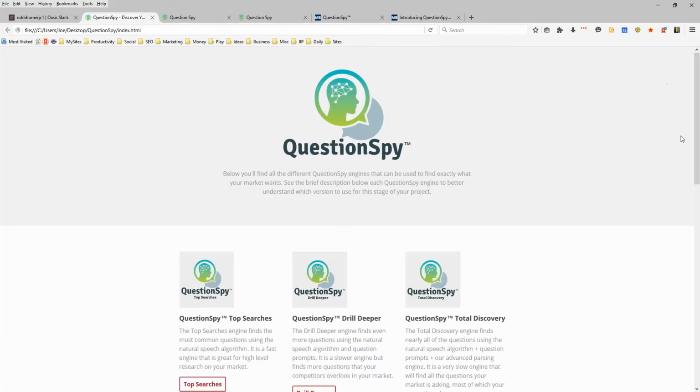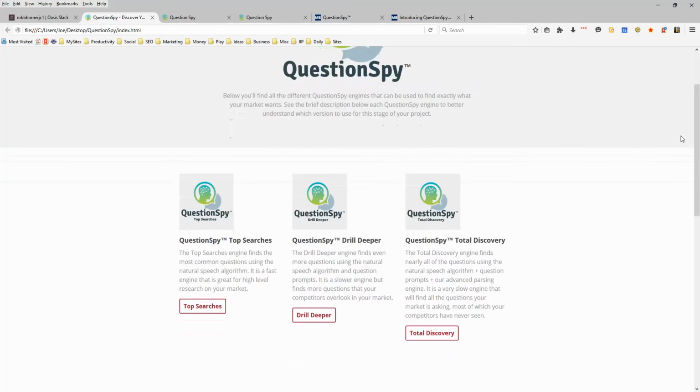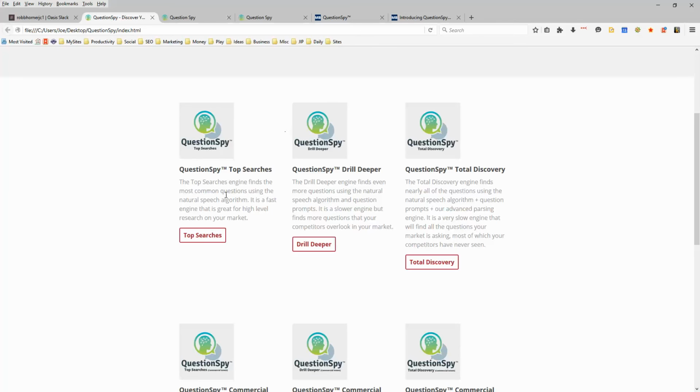You're going to get an index screen, and it's going to have the six primary tools. You've got QuestionSpy top searches, which finds the most common questions using a natural speech algorithm. That's an algorithm that they've probably licensed, or they may have developed it or tweaked it themselves. But if you want to get more results, drill deeper, obviously it's going to take longer each time you do a search. You've got the one that uses a natural speech algorithm and question prompts. As it says, it's a slower engine, but it'll find more questions that your market is searching for.